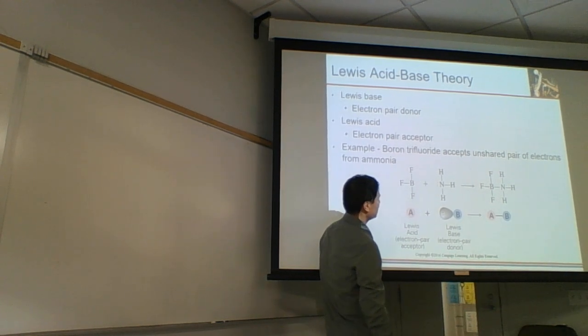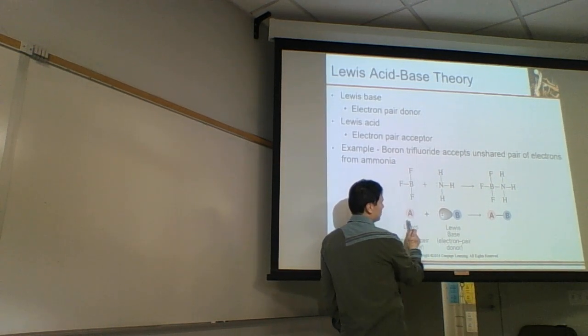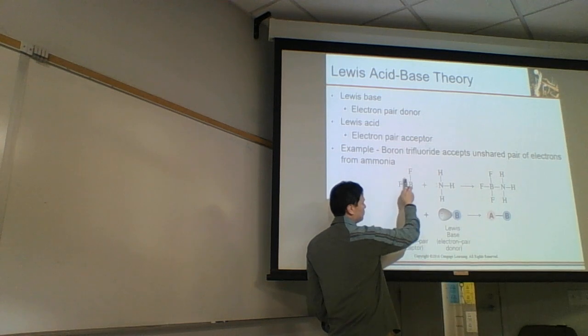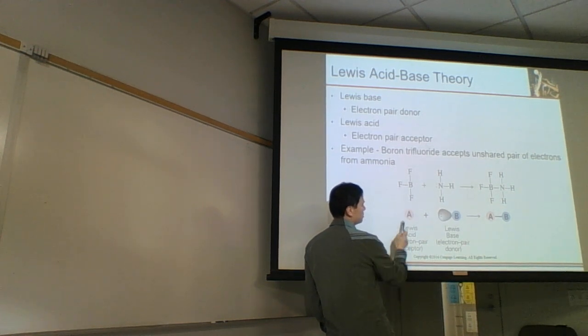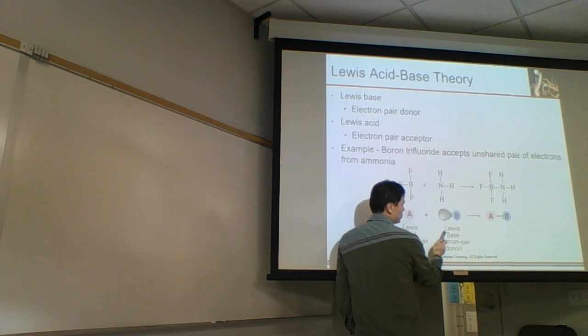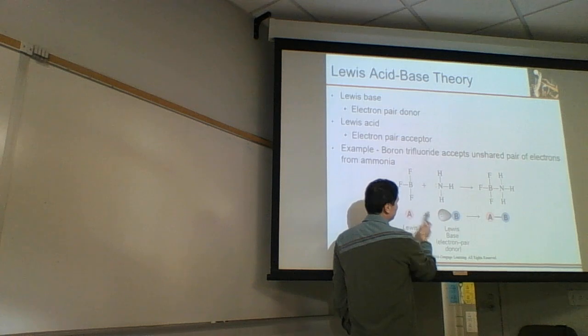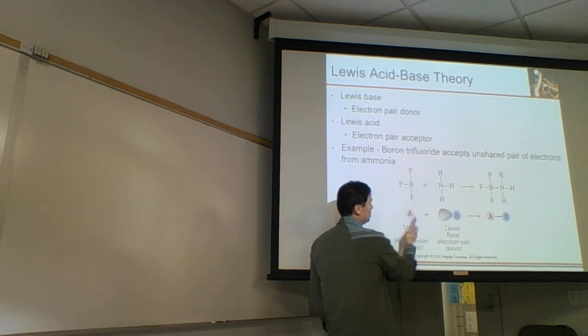One way to get an octet is if it reacts with an electron pair donor, like ammonia. And so this is an example of a Lewis acid-base reaction. BF3 is an electron pair acceptor, so this is our Lewis acid. Ammonia is our Lewis base. Ammonia is also a Bronsted base as well, but BF3 is not a Bronsted acid.